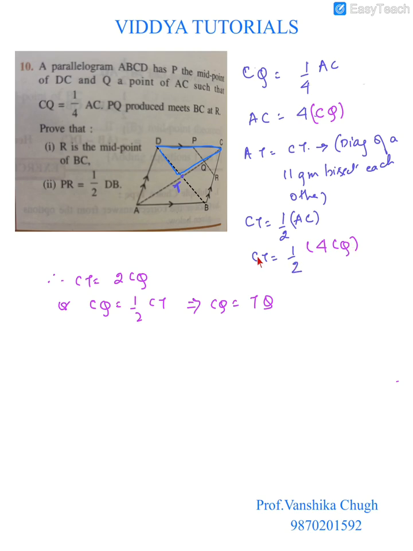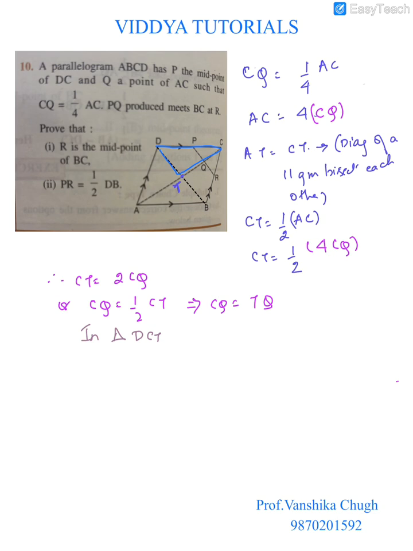So I got a relationship between CT and CQ, that CT is twice CQ, which means Q becomes the midpoint of C and T. So I got CQ as 1/4 of AC and I got CT as half of AC. So therefore Q becomes the midpoint of C and T. Now let's start our proving in triangle DCT.